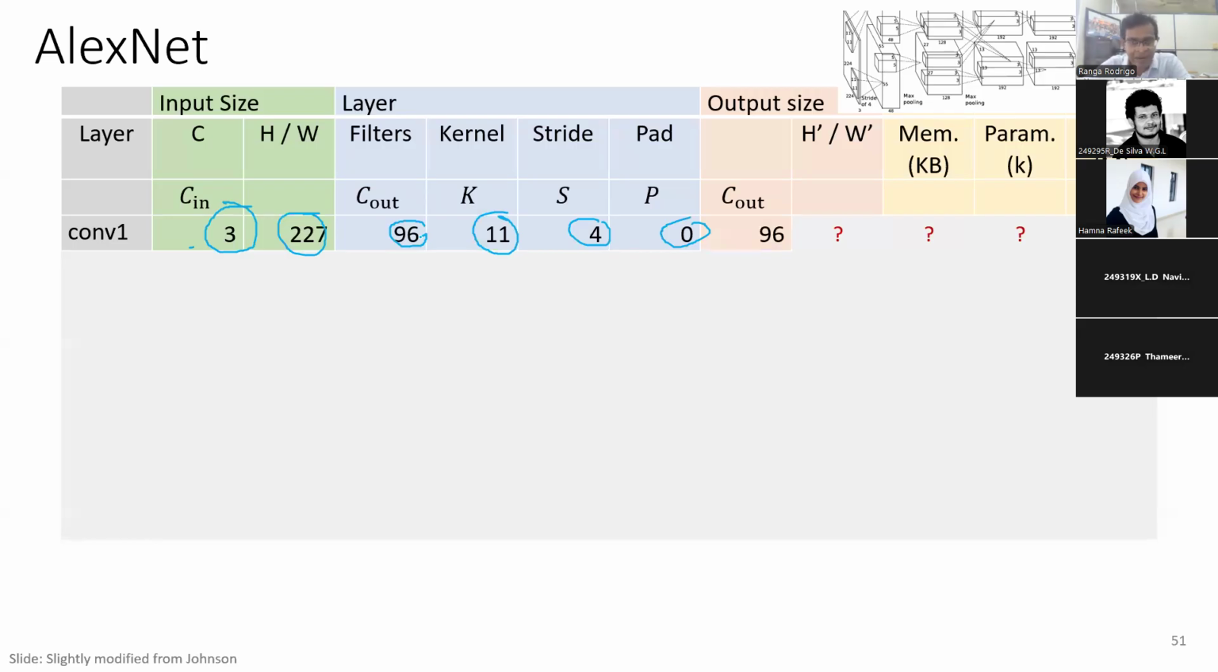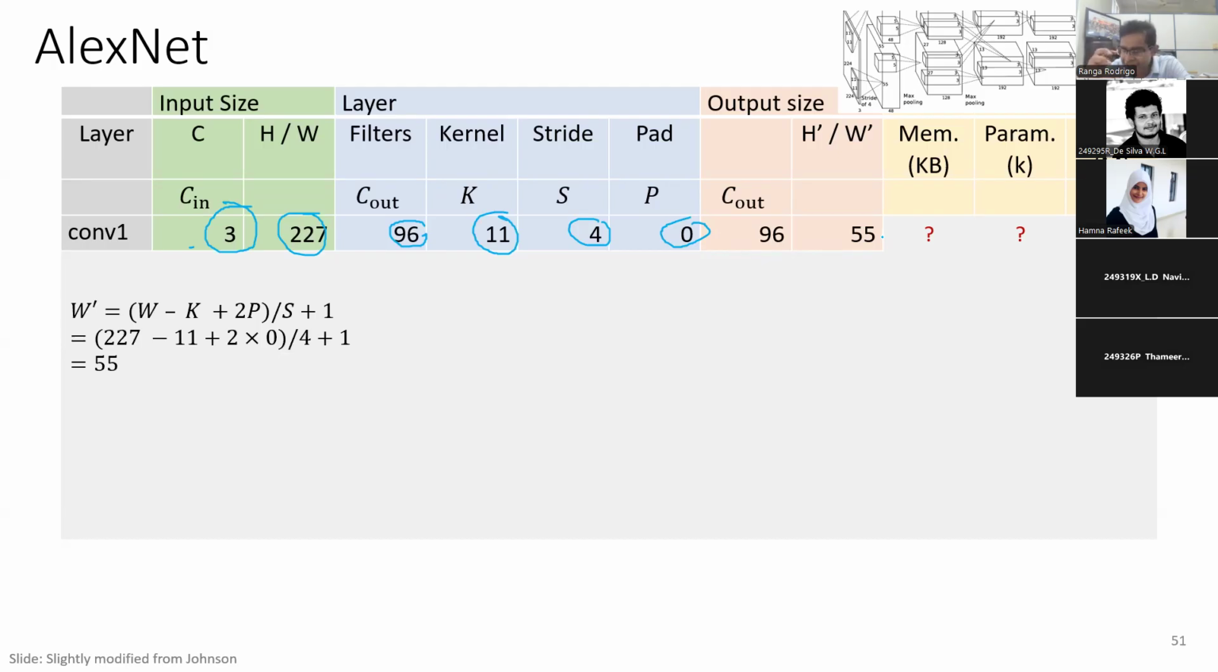Then H prime, W prime, how do you get that? You use this formula: W prime equals (W minus K plus 2P) divided by stride plus 1. So you can see (227 minus 11 plus 2 times 0) divided by 4, plus 1, you get 55. That is 55. Okay, how about the memory required for this?